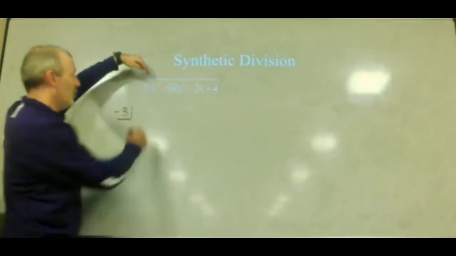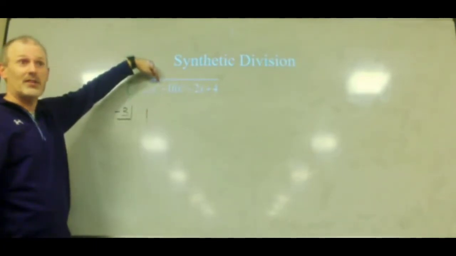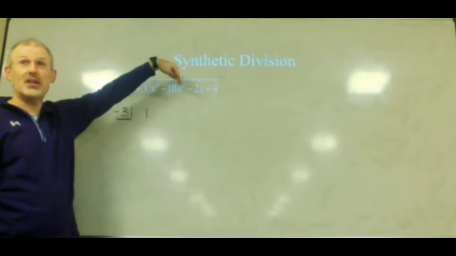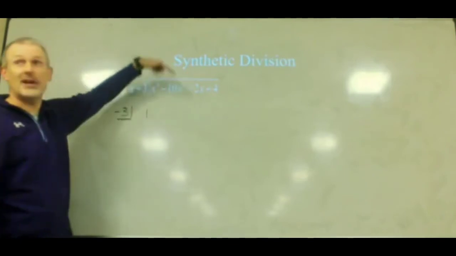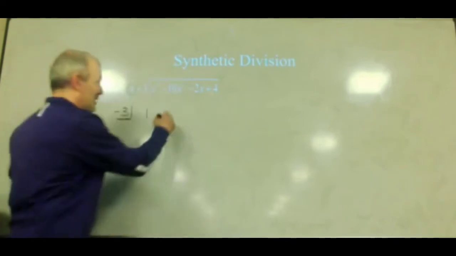So it's going to be a 1. And here's where I have to be careful, because this is 1x to the 4th. The next one has to be x cubed. But notice there is no x cubed. So what do you think we have to put in? A 0 for the x cubed.